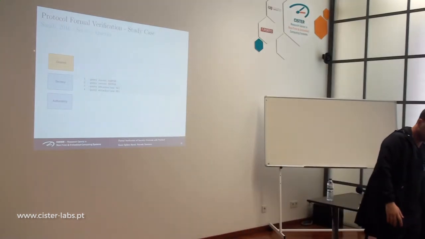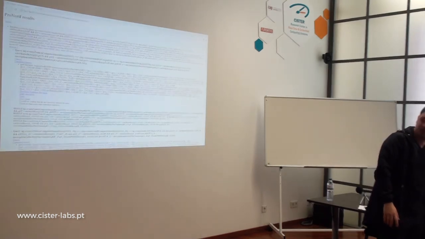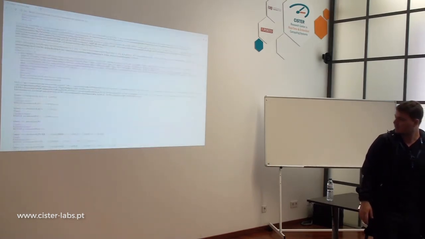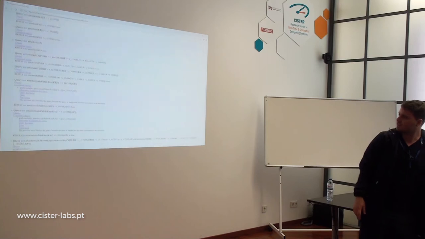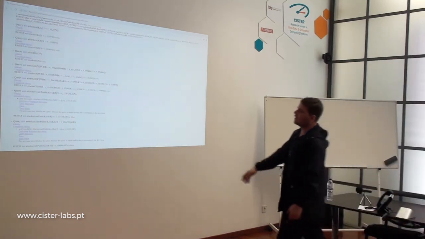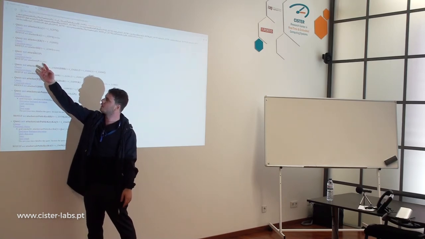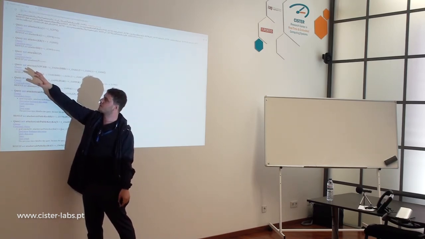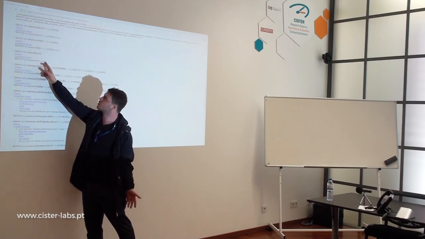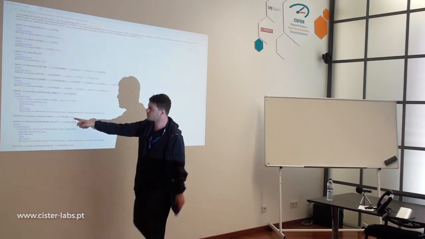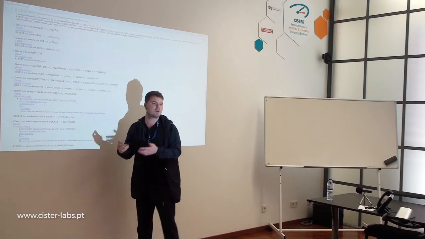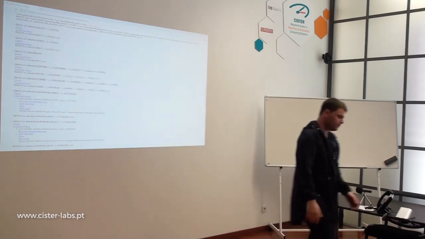The output of ProVerif looks more or less like this. You check if the information that you want to know about is secret or not, and it just gives a true or false answer, or even an I don't know answer.